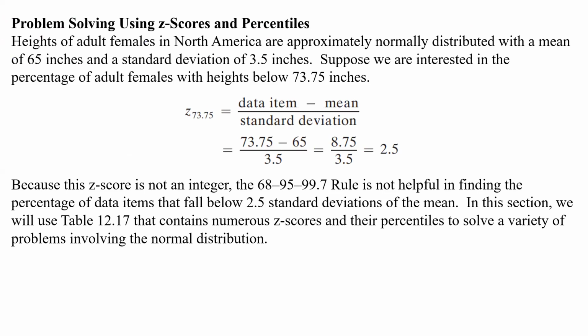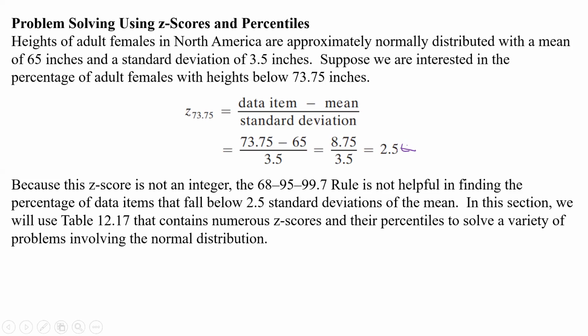If the heights of adult females in North America are approximately normally distributed with a mean of 65 inches and a standard deviation of 3.5 inches, suppose we're interested in the percent of adult females with a height below 73.5 inches. Well, what's our z-score? We take our data item, 73.5, minus the mean of 65, divided by the standard deviation of 3.5, and we get a z-score of 2.5.